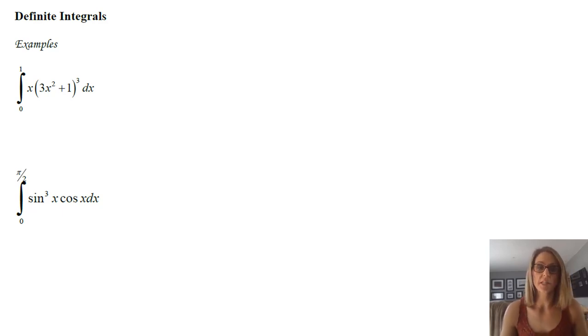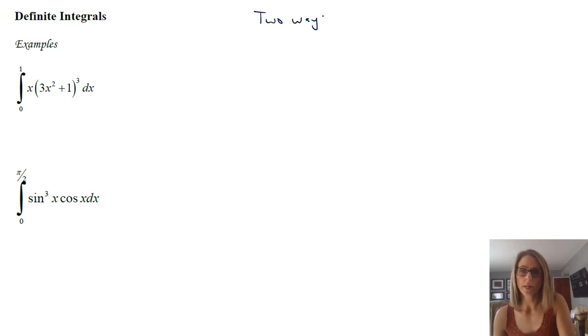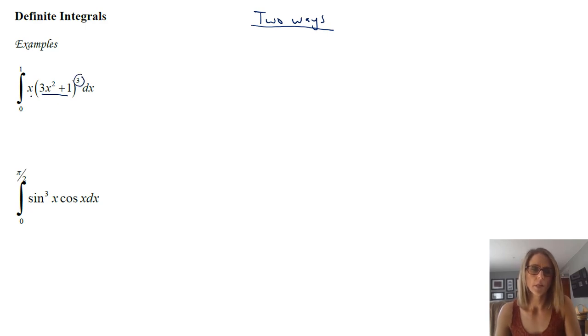So here we are, we're still in section 4.5, but now we're going to take a look at definite integrals. So there's two ways to do this. Our answer will still be a number, because it's a definite integral. But we see that in this case we've got that inside raised to the third power. We don't want to multiply that all out and then multiply it through by x and take the antiderivative of each piece. That would be a lot.